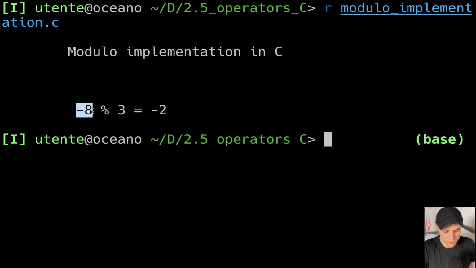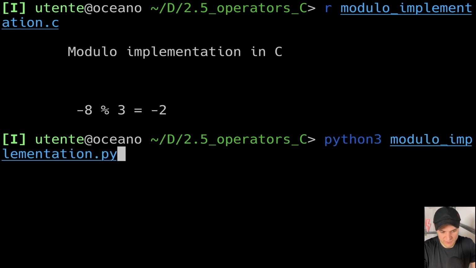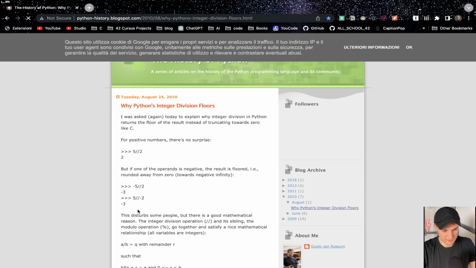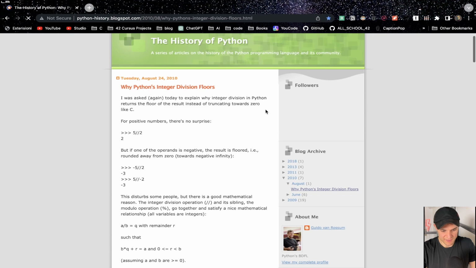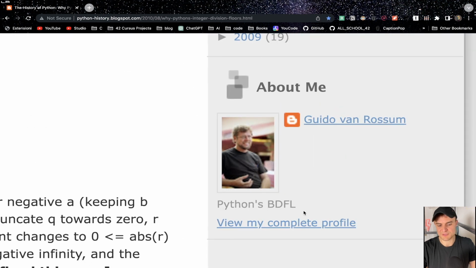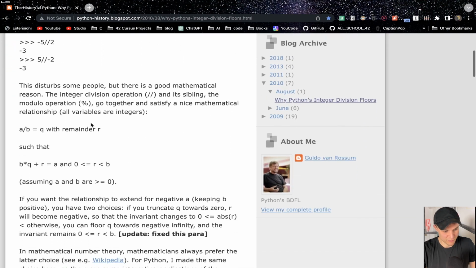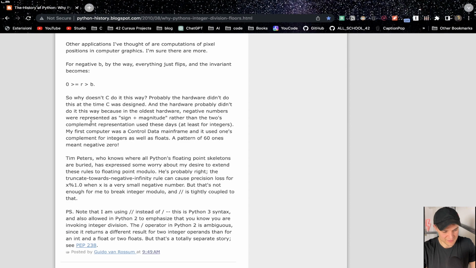Let's watch the same code, but in Python. So python3 modulo_implementation.py. As you can see, the same operation gives me back a totally different number. You have -8 modulo 3, which is equal to 1. How does it work? Well, basically, my friend, it boils down to what makes the most mathematical sense. And if you want to dig down this rabbit hole, here there is an article written by Guido van Rossum, the creator of the Python programming language, in which he explains all his points, okay? Why he did modulo in this fashion.